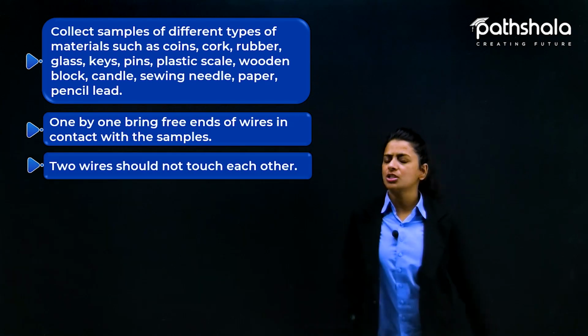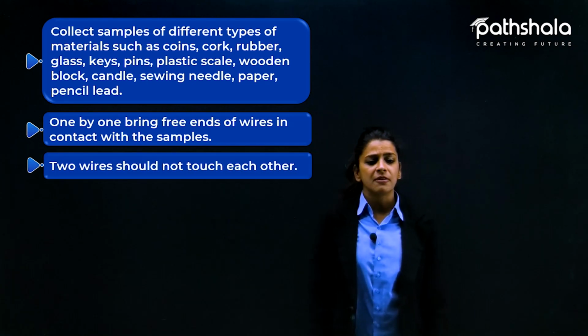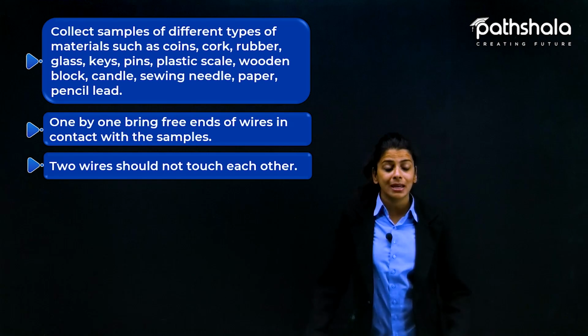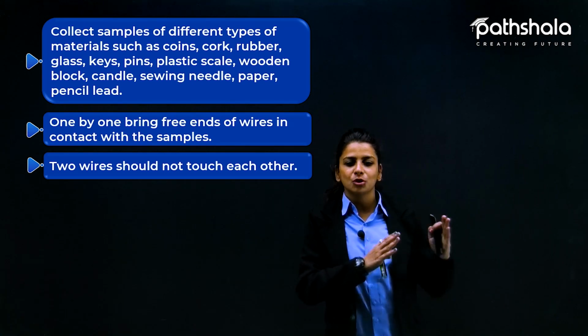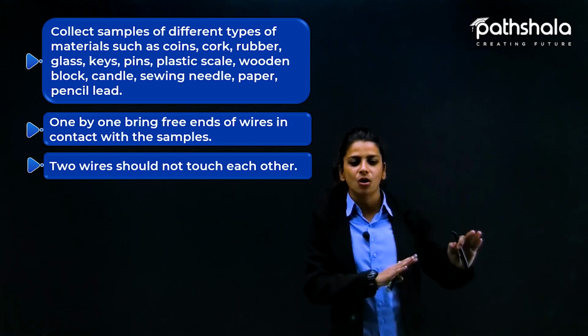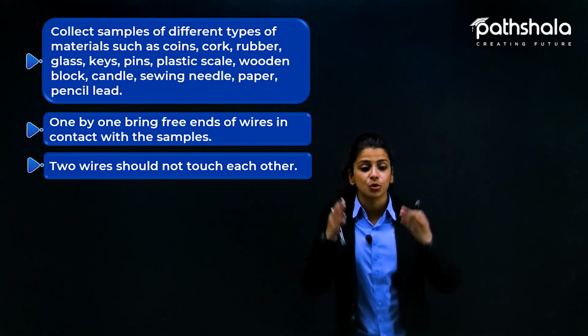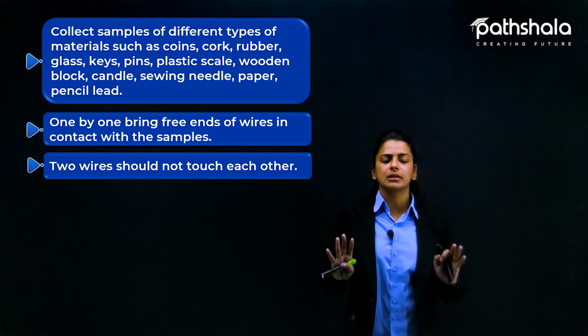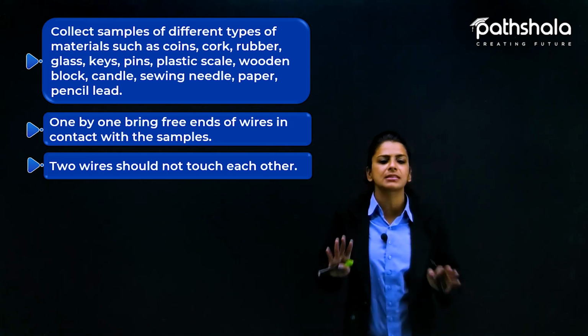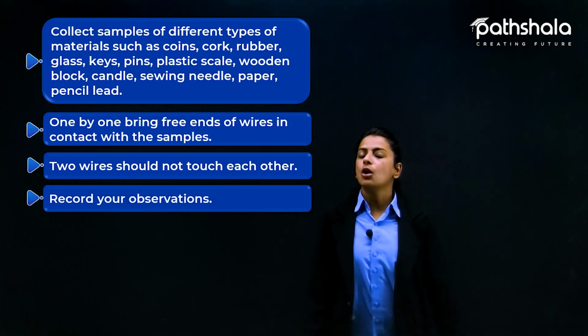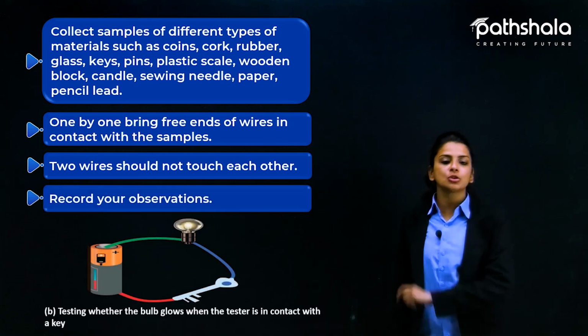So 2 wires should not touch each other. This you have to remember very clearly because your experiment might go wrong and it can also damage your skin and whatever is nearby. So here you have to remember that you don't have to touch 2 wires at all. So yes, now record your observation and it is going to look like this.